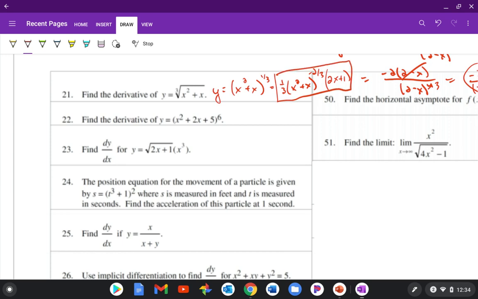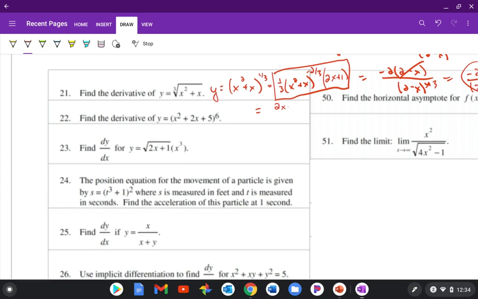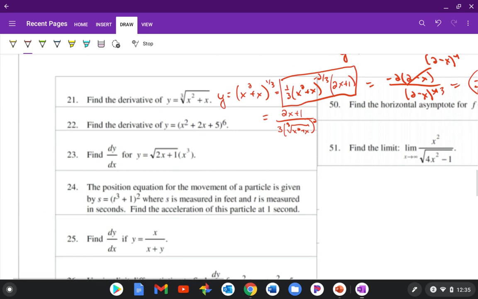On the AP test, this probably would be rewritten as a fraction, like so. Anything with a negative exponent would go to the bottom, so that 2x plus 1 would stay on the top. And on the bottom, you would have 3 times the cube root, because the top is the power, so it means the cube root of x squared plus x quantity squared. That's how I'd write it. So both of those would be good, but again, on the AP test, it might be written that way.